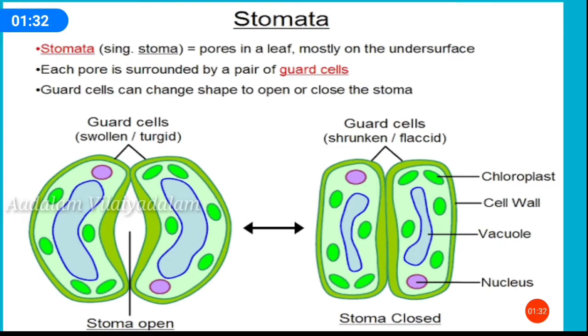The opening and closing of stomata operate as a result of turgidity changes in the guard cells. During the daytime, the guard cells perform photosynthesis, due to which osmotic pressure increases. Thus, the guard cells absorb water from the neighboring cells. As a result, the guard cells become turgid. Turgid means filled with water.